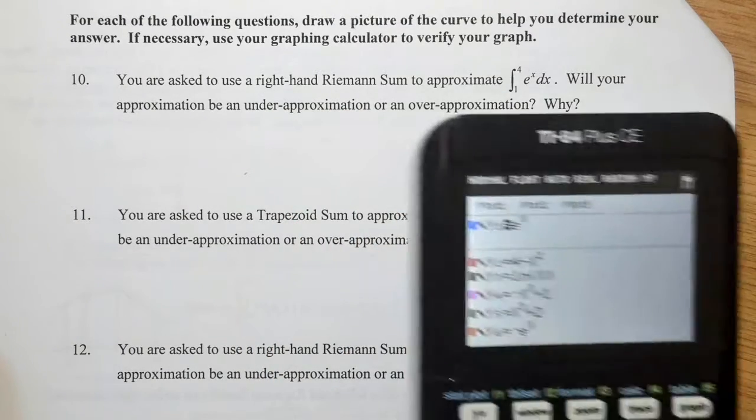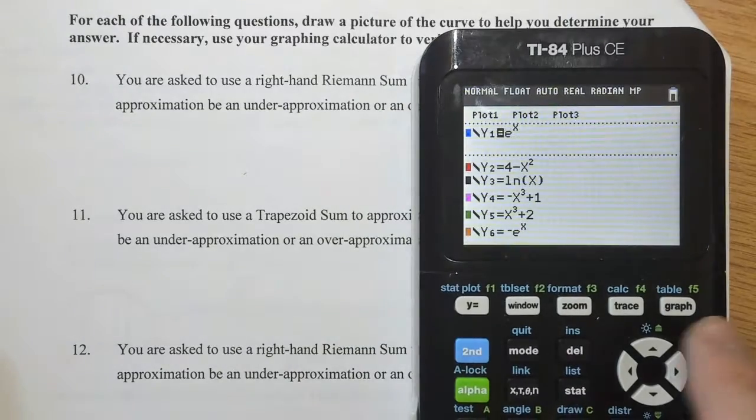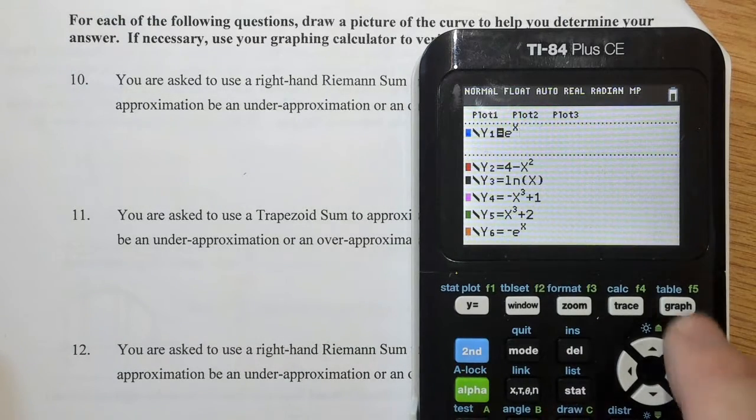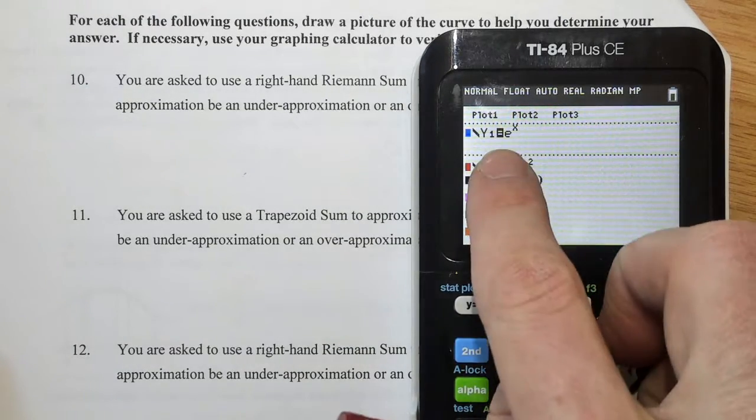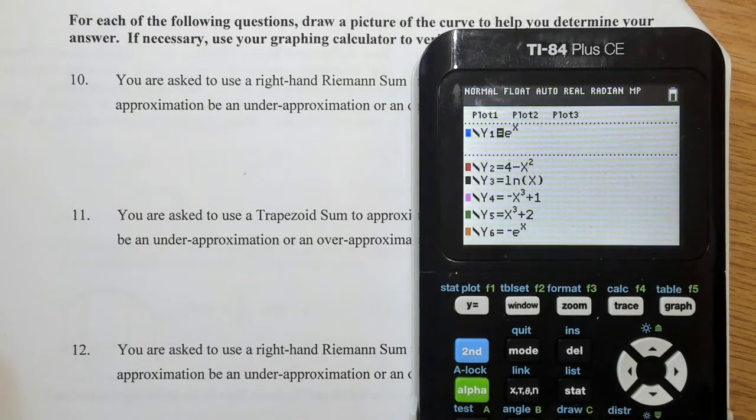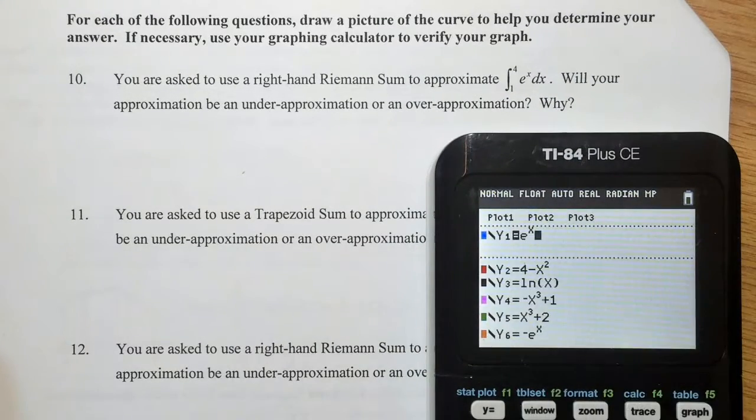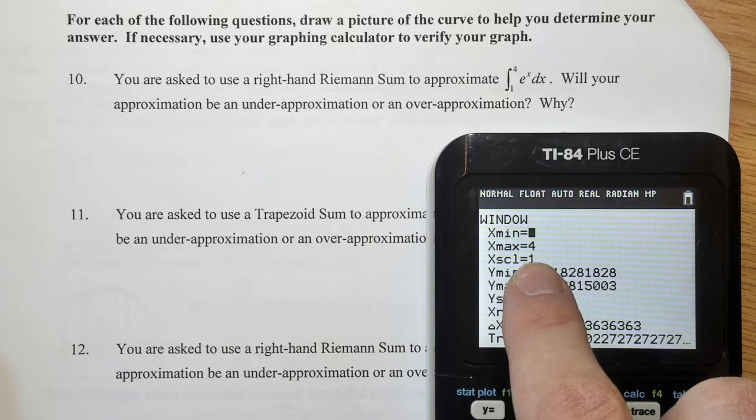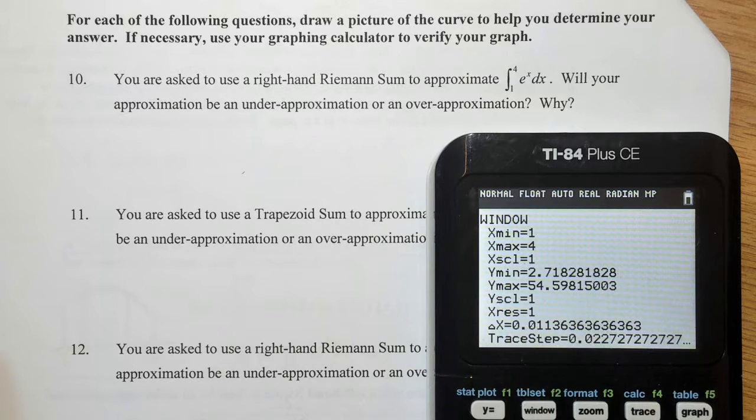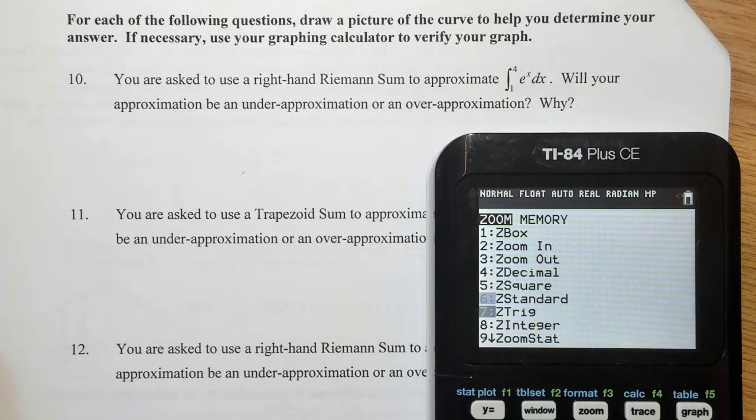So I'm going to bring in the calculator, and you can see I actually have all of the functions ready to go, but right now only the e to the x function has been activated. And I'm interested from 1 to 4. So I'm going to go to my window, and I'm going to make the x min 1 and the x max 4, and then I'm going to choose zoom fit. All right, zoom fit happens to be zoom 0.